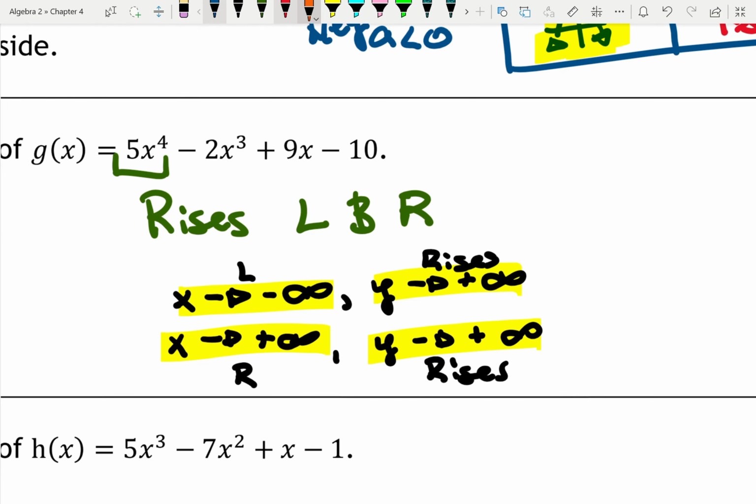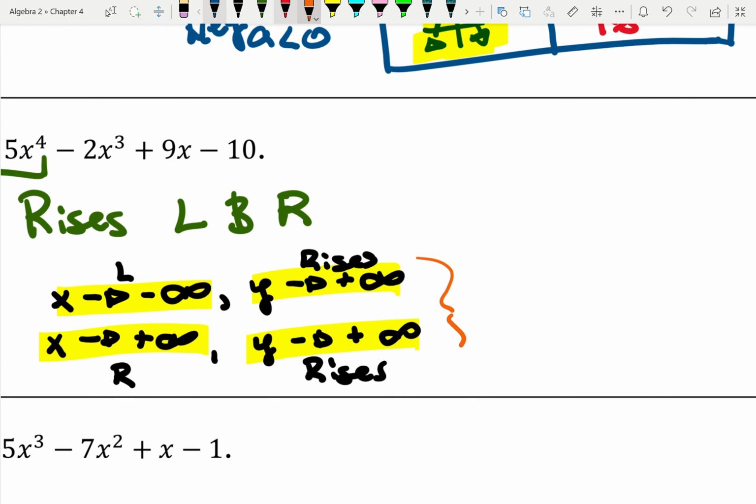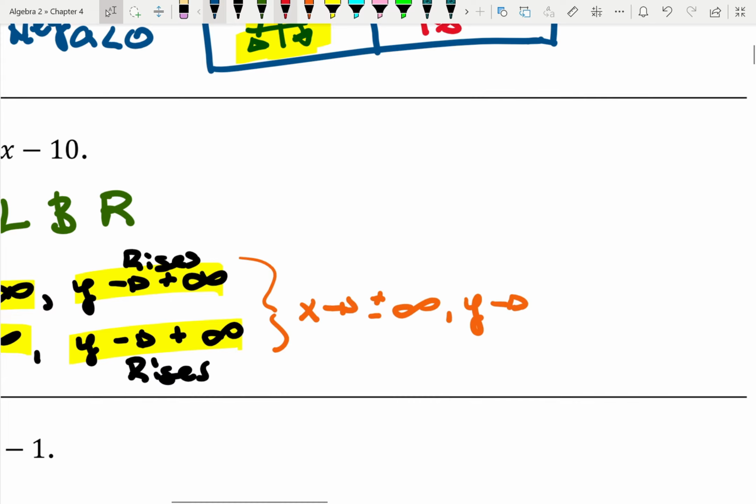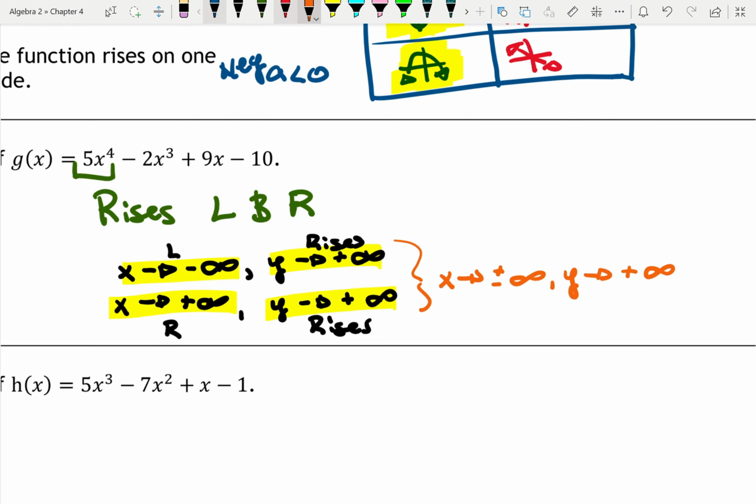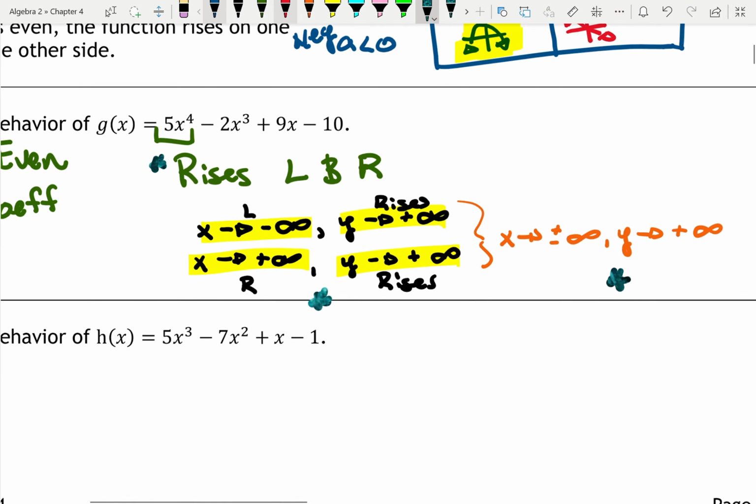Now sometimes we can combine these. Because it rises on both sides, we can say that as x approaches positive or negative infinity, y approaches positive infinity. So we could combine them into just one statement if we wanted to, but we don't have to. So there we have it. We have 3 different ways to describe it. The first one just says rises left and right. Then we have the one in black that's a little bit more complicated. And then the one in orange that's the complicated one, but condensed a little bit. So those are all talking about end behavior.